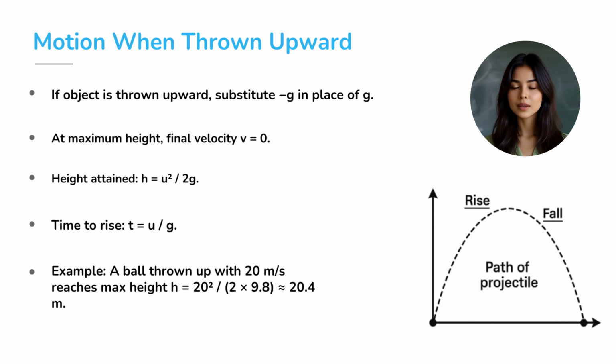For example, if a ball is thrown upwards with 20 meters per second, the maximum height is 20 squared divided by 2 into 9.8, which is around 20.4 meters. The ball first slows down, stops for an instant at the top, and then falls back with increasing speed. The diagram here shows the complete rise and fall path under gravity.